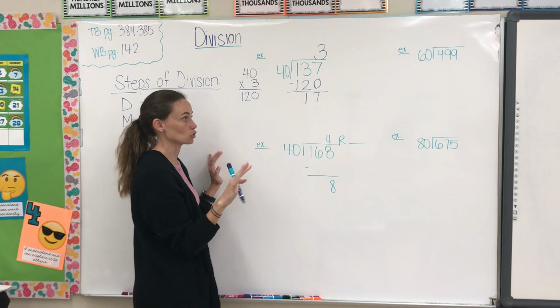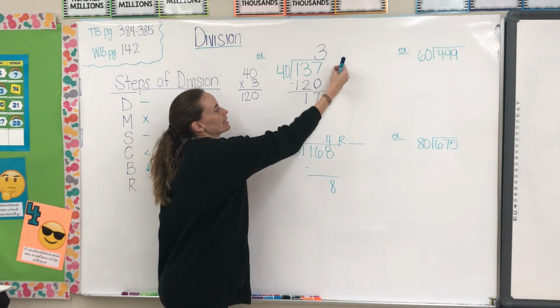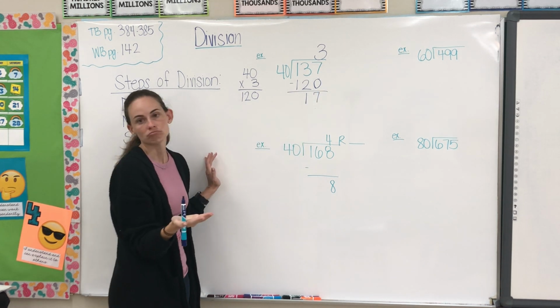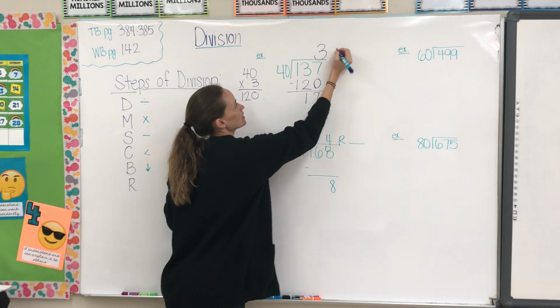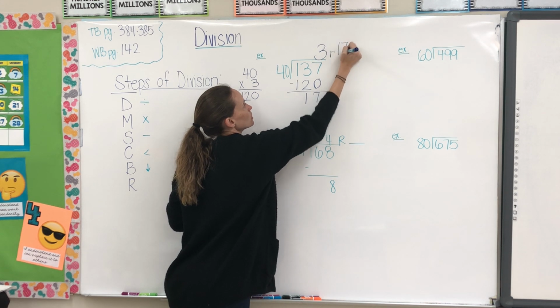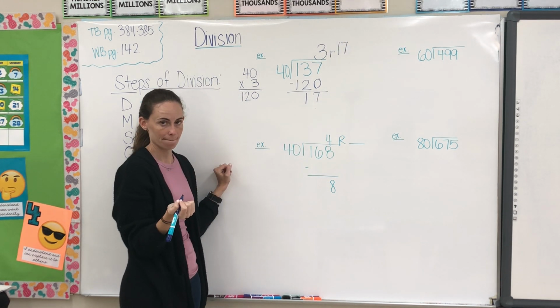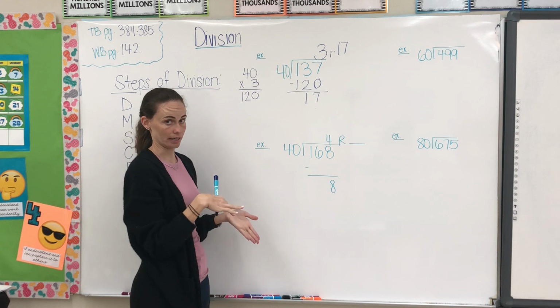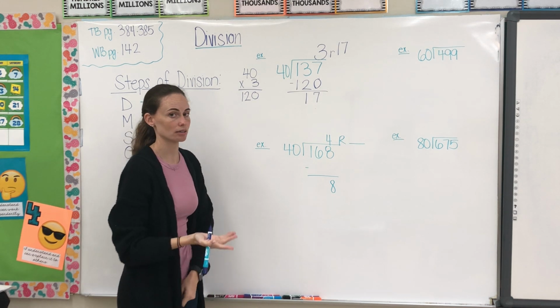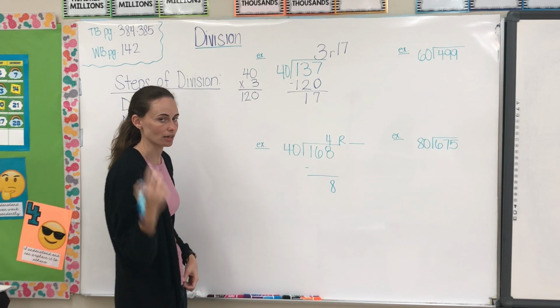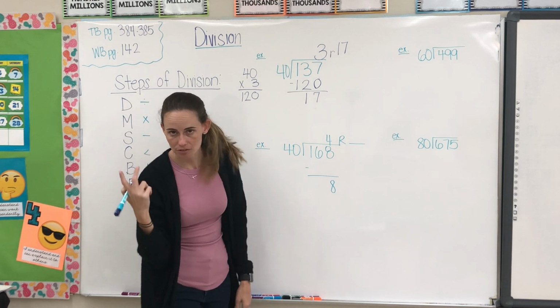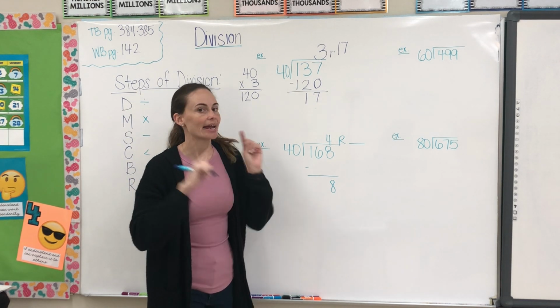Yes, it is. So that's fine. Do we have anything to bring down? No. So this 17 will become the remainder, 17. And then, like it says in the directions, you have to check. You're dividing and checking. Both steps. Divide and check.